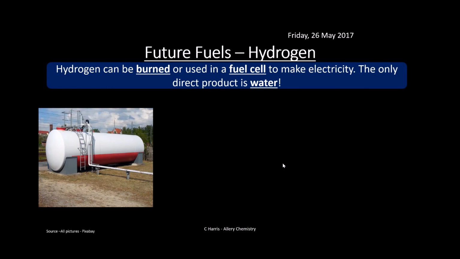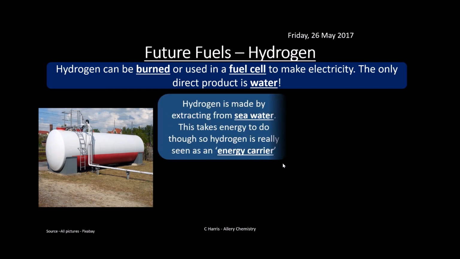Hydrogen can be burnt, or used in a fuel cell to make electricity. The only product is water, which is better than most emitting products from fossil fuels. Hydrogen can be made by extracting it from seawater, so this is ideal if you live on an island or close to the sea. But this takes energy to do.